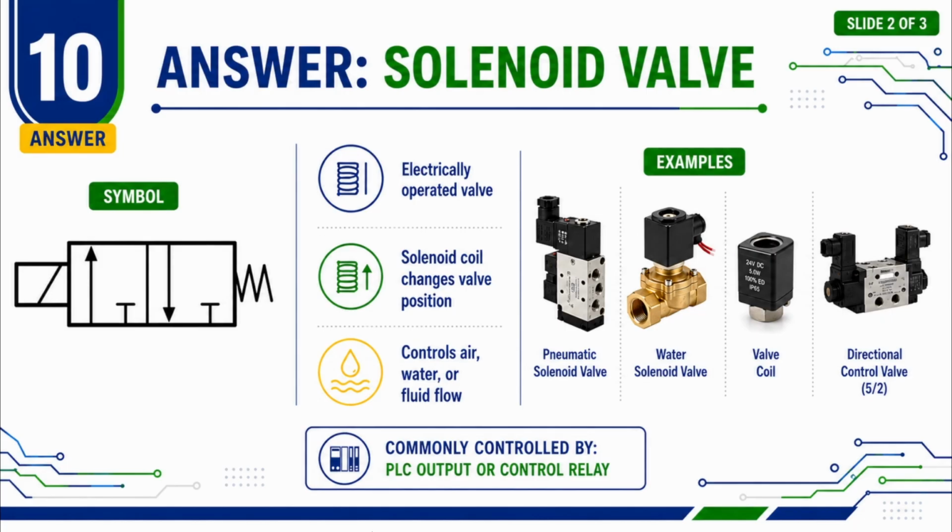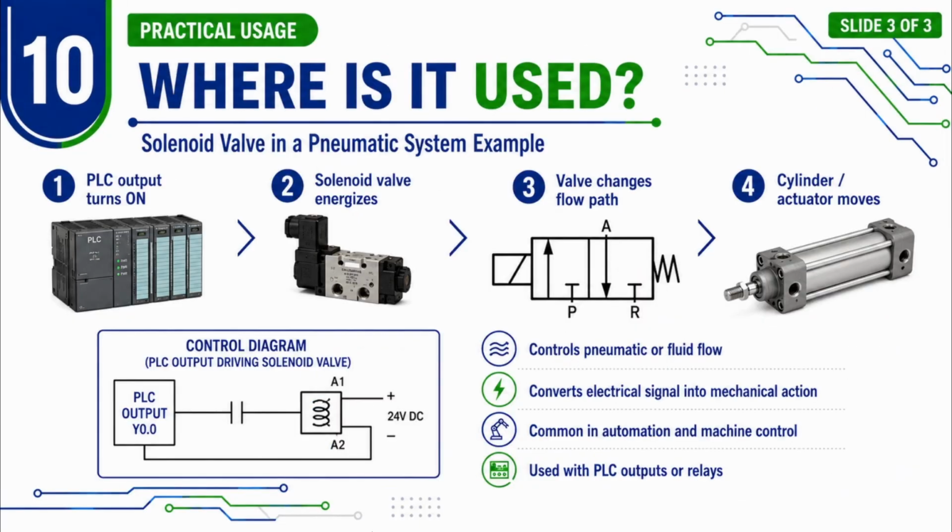A 3/2 valve is commonly used for simple on-off air control or with a single-acting cylinder. A 5/2 valve is commonly used for a double-acting cylinder, where air must be directed to one side and then to the other side. That is why in industrial drawings, understanding the valve symbol is very important. Now let's see where it is used in practice.